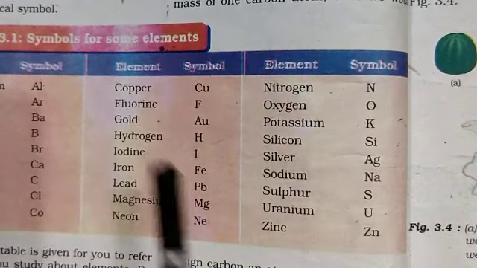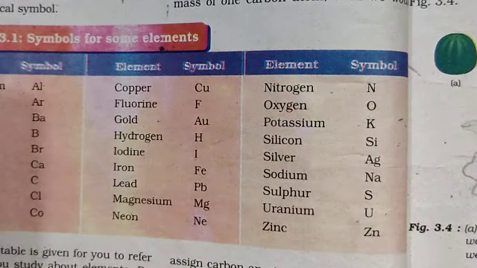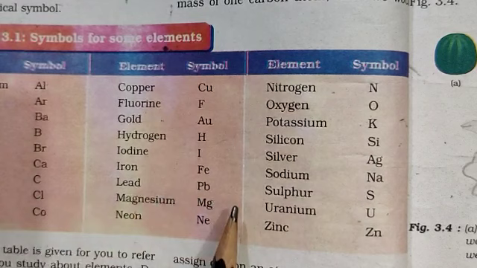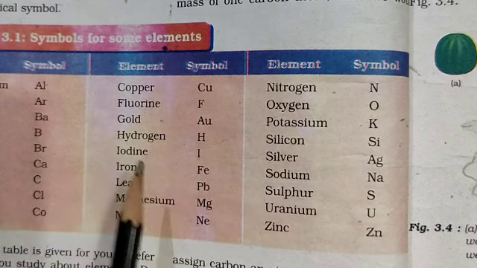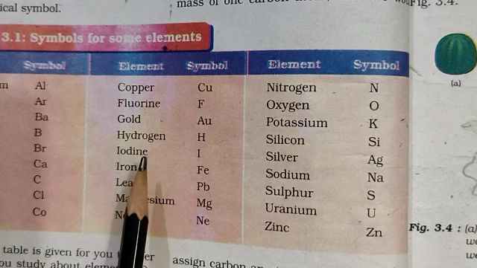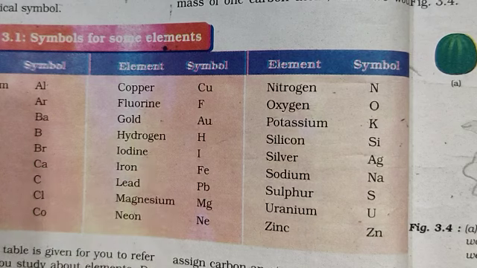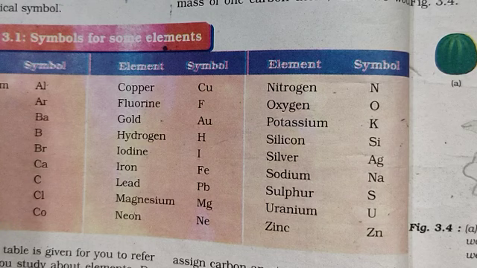From this part you got how to write the symbol of an element. The symbol of an element is given on the basis of its name. A few symbols are taken from the English name, and a few symbols are taken from the Latin, German or Greek name of the element. Clear? I hope you got this.